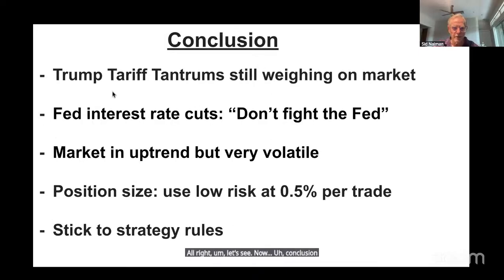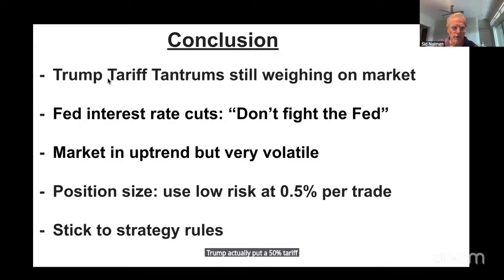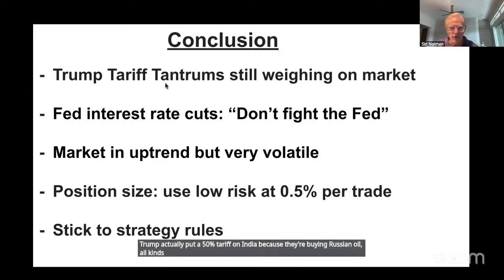All right, let's see. Now, conclusion. So in conclusion, the Trump tariff tantrums are still weighing heavy on the market, with court rulings and all kinds of trade deals being done with companies. And I think Trump actually put a 50% tariff on India because they're buying Russian oil. All kinds of crazy things going on, which is causing the market to be very volatile and uncertain.